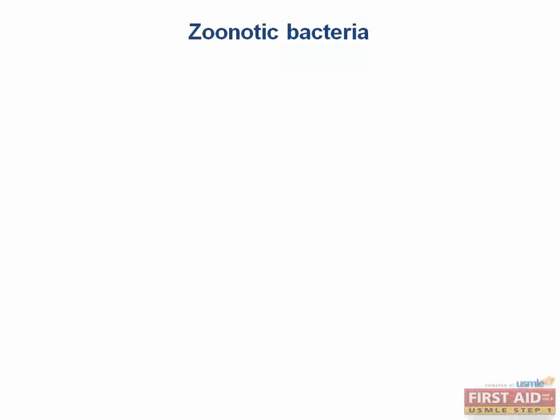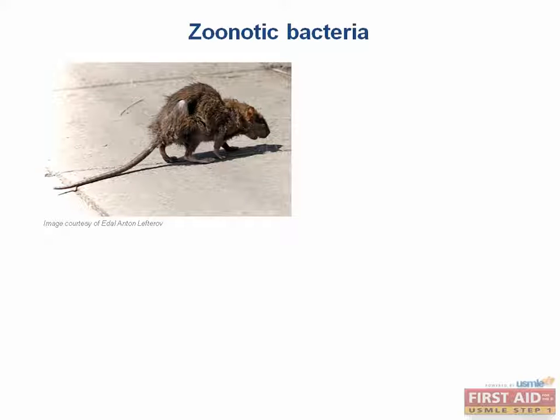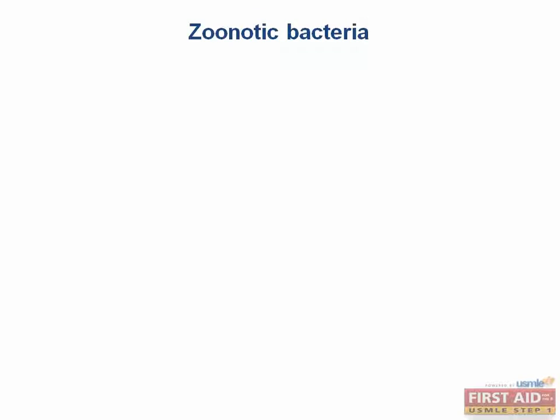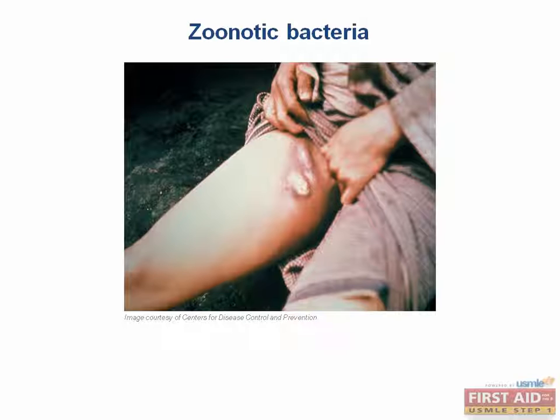Yersinia pestis is an organism important for historical reasons. It caused the plague or Black Death, which wiped out much of the population of Europe in the 1300s. It is carried by rodents and transmitted to humans via fleas. It can cause the bubonic plague, characterized by high fevers and buboes, which are erythematous, painful, swollen inguinal and axillary lymph nodes. You can see that here.